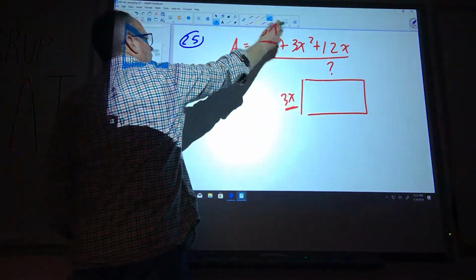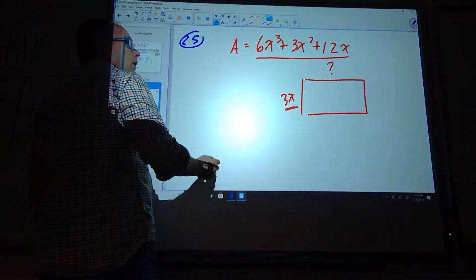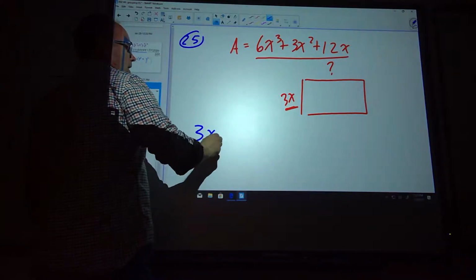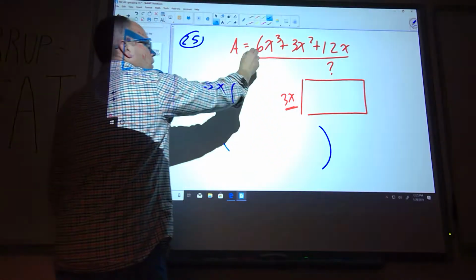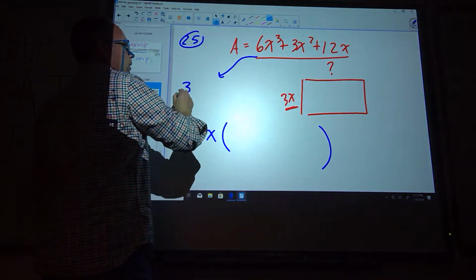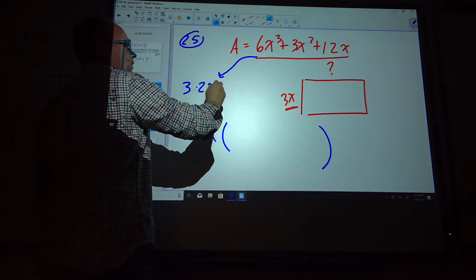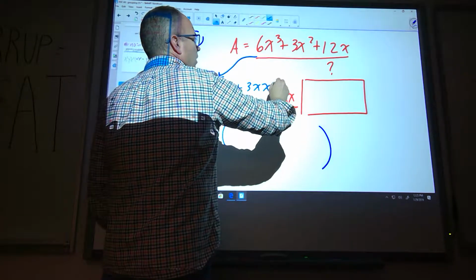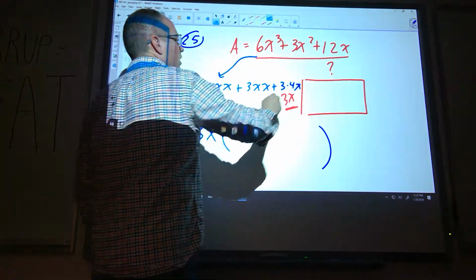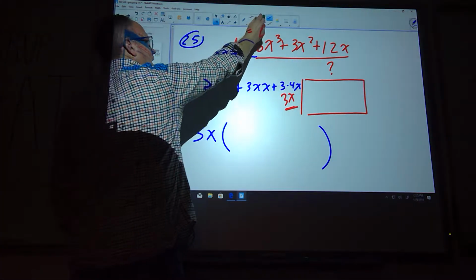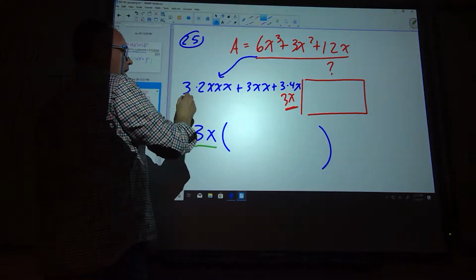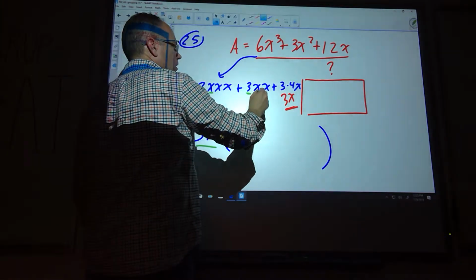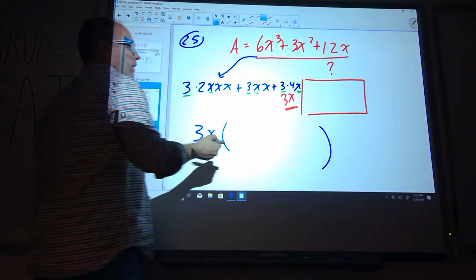So what am I factoring out of all of those? 3x. It might not be the biggest factor. So let's take this down. That's going to give me 3x times 2x squared, and a 3x times x, and a 3x times 4. So if I factor a 3x out of here, I get this and this, this and this, and this and this. So what do I have left?